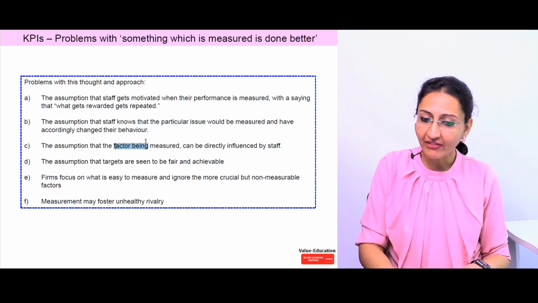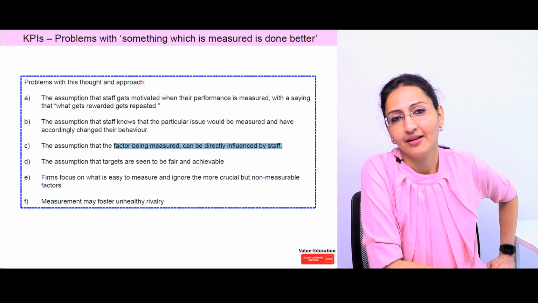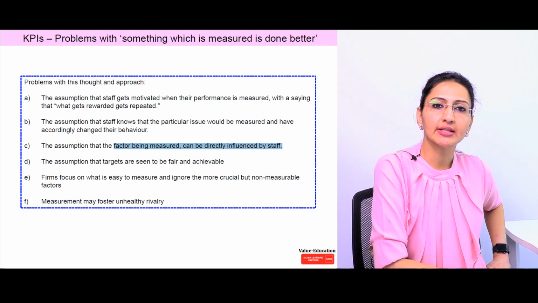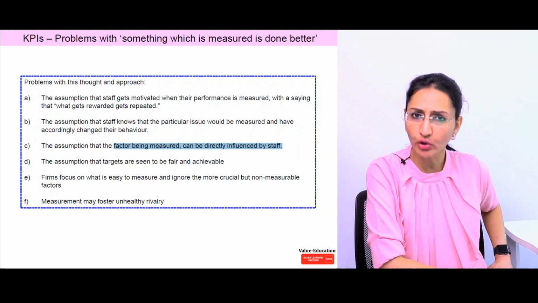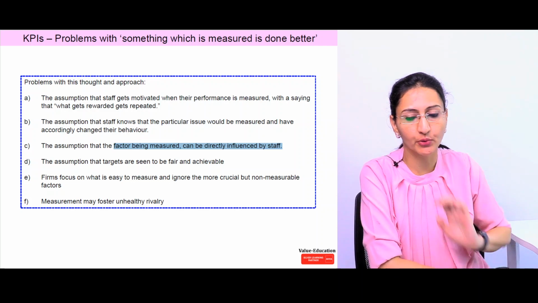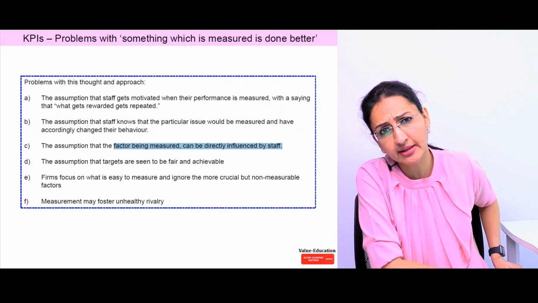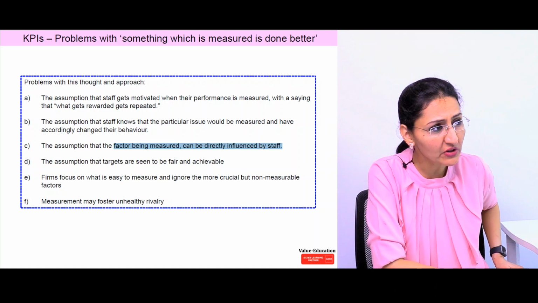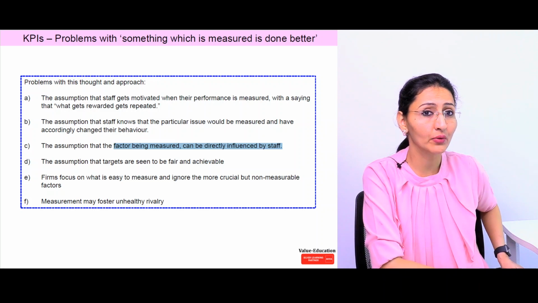Then the assumption that the factor being measured can be directly influenced by staff. Let's see, we are trying to see if the target of production has been met by the labor. The number of units they had to produce, if they could produce it, that we are measuring. That means we are measuring the output. Is it really essential that every laborer will impact the output to the same extent? No. There can be difference in the output. And how do you measure exactly how much output you created?